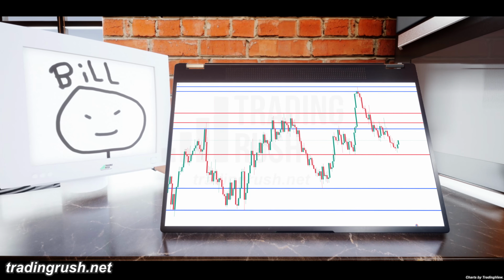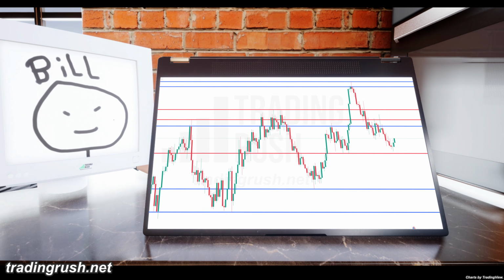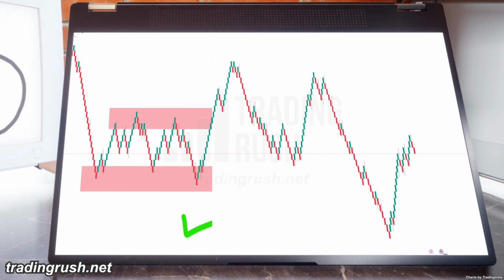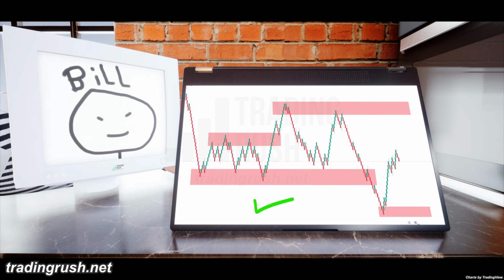Number 12. If you confuse yourself by drawing support resistance like this, use the Renko chart to smooth out the weak reversals. Use a rectangle drawing tool instead of lines to make everything look cleaner.